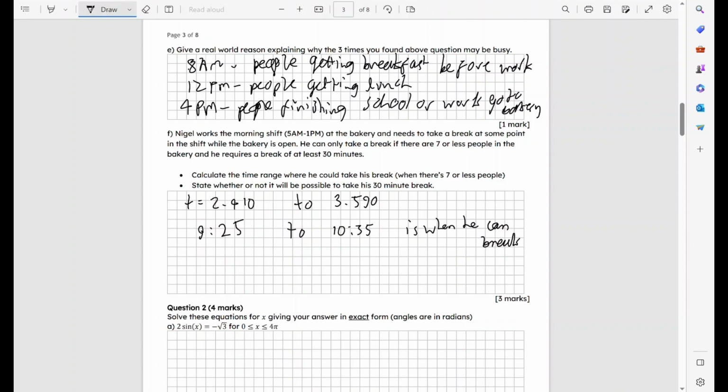That's when there are less than 7 people in the shop. So yes, he can get a 30-minute break. In fact, by quite a lot. He could even get a 70-minute break if he wanted.